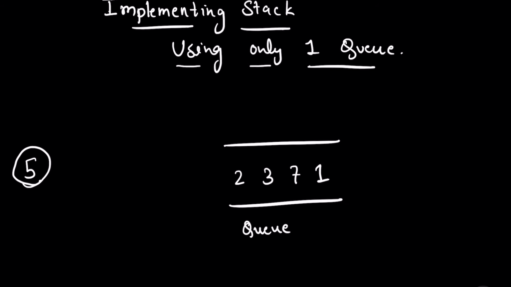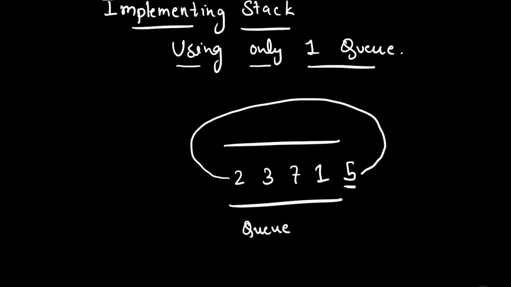The first thing that we can do is just add 5 to the back of the queue. So we add 5 to the back of the queue here, and now all we do is circle all these elements back one by one. So first we circle 2 back. What that does is it just shifts 2 to the back of the queue.